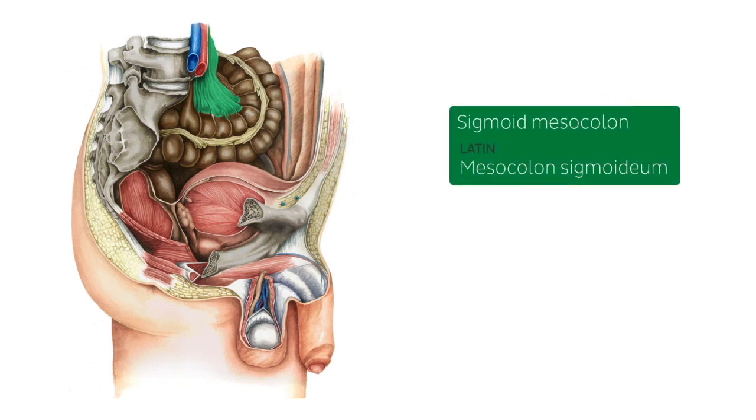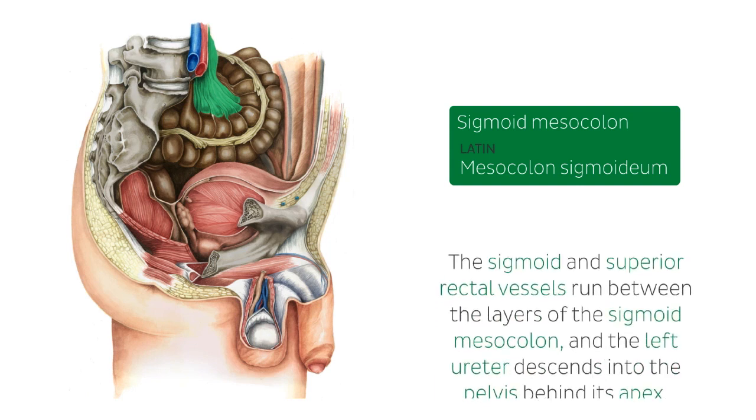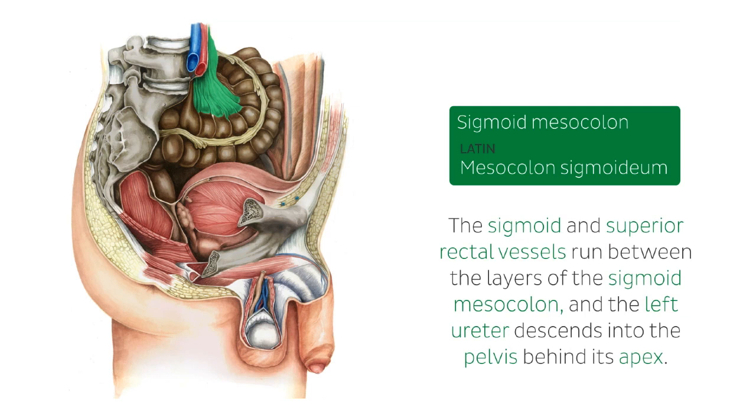This is known as the sigmoid mesocolon. And the sigmoid mesocolon is a fold of peritoneum that attaches the previous structure that we talked about, the sigmoid colon, to the pelvic wall, and is one of the four mesenteries in the abdominal cavity. The sigmoid and superior rectal vessels run between the layers of the sigmoid mesocolon, and the left ureter descends into the pelvis behind its apex.